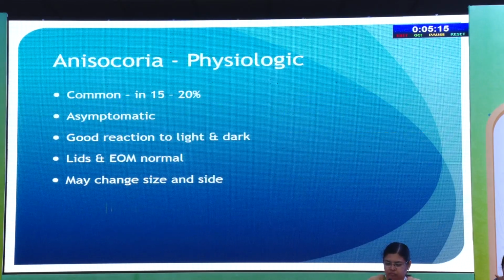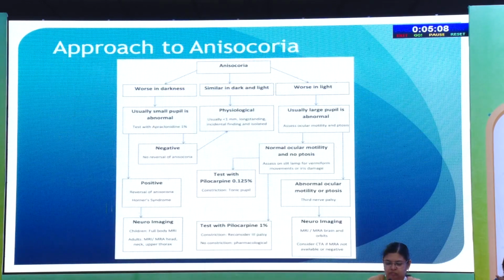So for physiological anisocoria, as I said, you can look at previous photographs, but the reactions will be normal. That's the main difference, and usually they are asymptomatic. This is a usual algorithm that you see in textbooks. So differentiate whether the anisocoria is worse in the dark or worse in light, because as you know, if the small pupil is the abnormal one, then the anisocoria is going to worsen in darkness because it does not dilate, and the reverse in the case where the abnormal pupil is the dilated one.